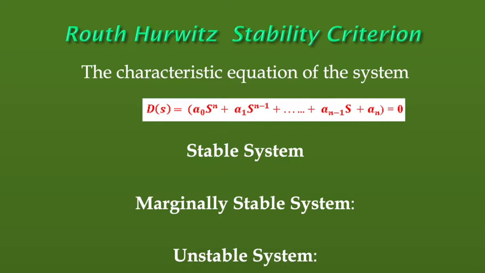If we can factorize the characteristic equation, then from those factors we can find the poles and conclude whether the system is stable or not. But it may happen that the characteristic equation is big or difficult to factorize.